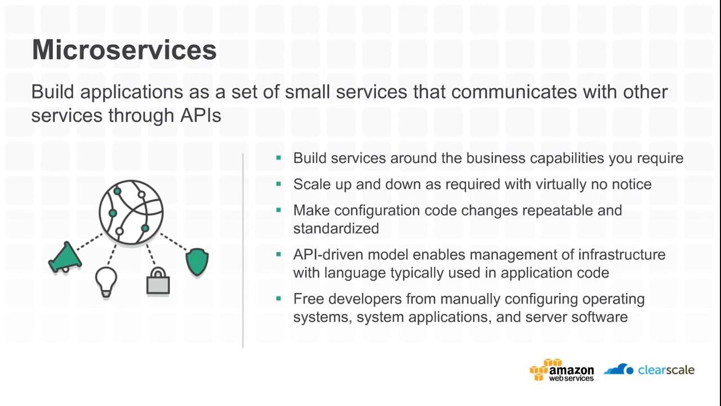So really you are building the services around business capabilities, right? So you are not really looking into how many servers we need, what type of data flows from point A to point B, and so on and so forth. You are scaling up and down as required, right? With virtually no notice because you have infinite compute at your fingertips. Make the configuration code changes repeatable, and this is where it is again important that you are applying those configuration changes as you are moving along in your delivery cycle.